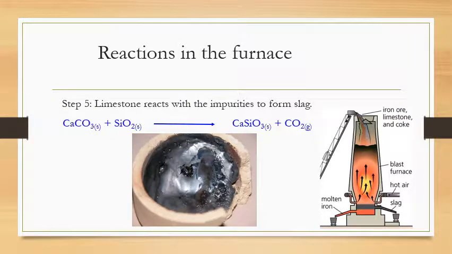Then the final steps are about impurities. So calcium carbonate reacts with the silicon dioxide impurities present in the iron to make something called slag, which has this kind of formula here, and drops down and can be extracted because it's not as dense as the molten iron.